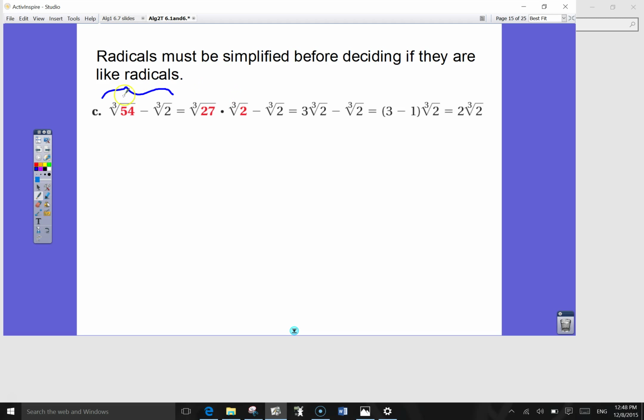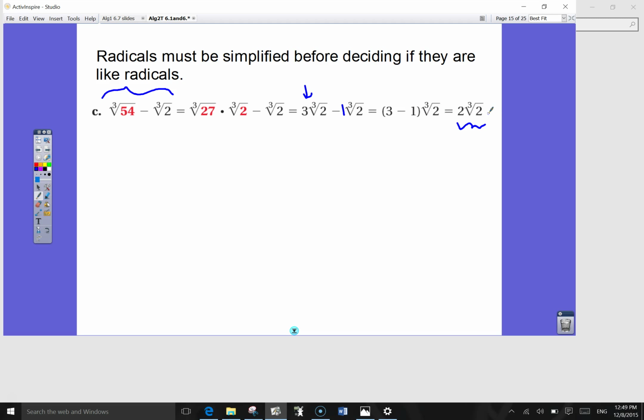So we're using the quotient property to make a product of quotients: the cube root of 27 times the cube root of 2. And we can simplify this cube root of 27. That's 3. So now these are like radicals. They're both cube roots, and the radicands are 2. So go ahead and subtract them by subtracting the coefficients. That's a 3 minus a 1, which is 2.